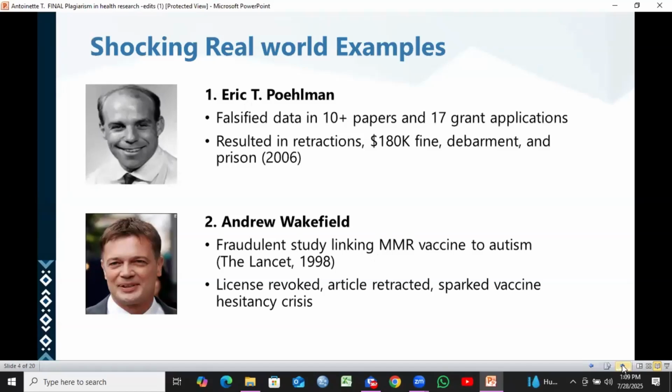So we're going to look at some shocking real-world examples of academic misconduct. So the first one here, we have Eric Foreman. He falsified data in 10 plus papers and 17 grant applications. It resulted in retraction of his papers and he paid a fine of $180,000, after which he was sent to prison. We also have Andrew Wakefield. Fraudulent study linking MMR vaccine to autism. His license was revoked, the articles were retracted, and this sparked a vaccine hesitancy crisis.